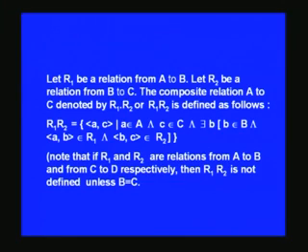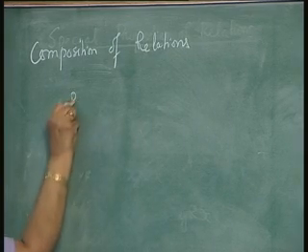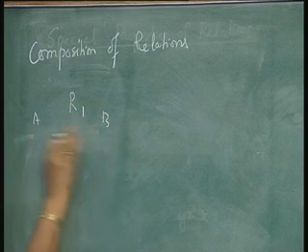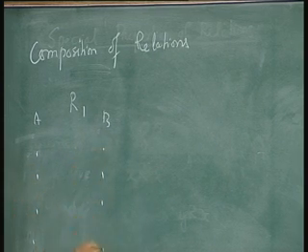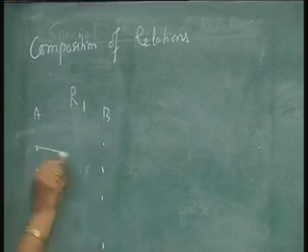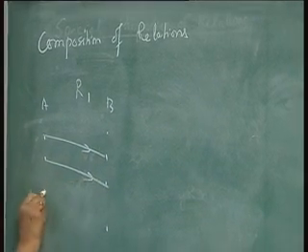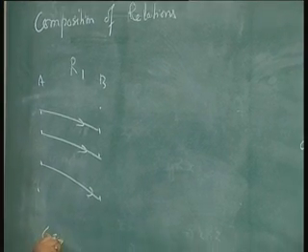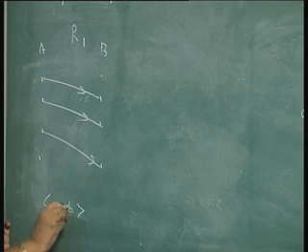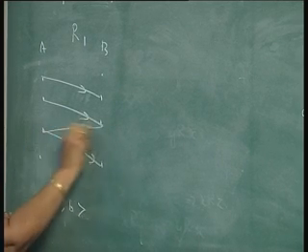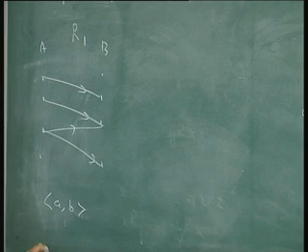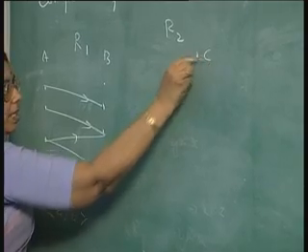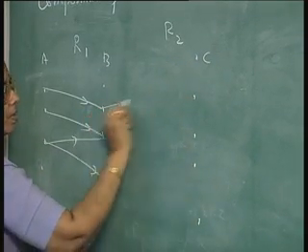So, what do you mean by composition of relation? Now, R1 is a relation from A to B. There are two sets A, B, with some elements in each. So, R1 represents some arcs like this. It is an ordered pair where the first element belongs to A, second element belongs to B, something like this. R2 is a relation from the set B to a set C, something like this.